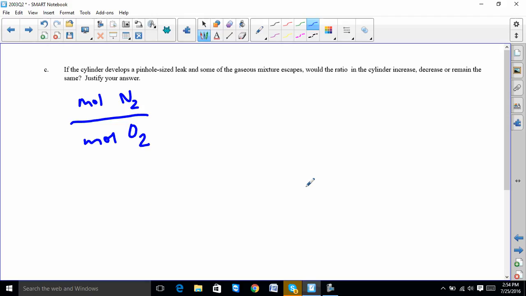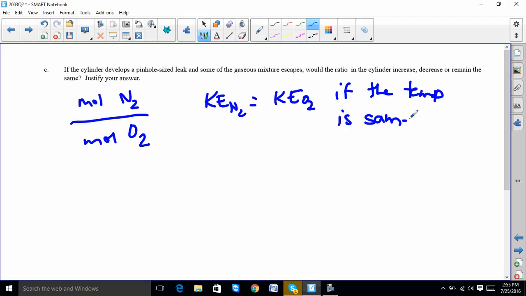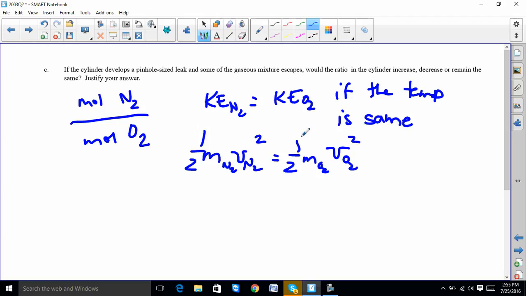This is Graham's law of effusion. Basically, if you have two gases at the same temperature, the kinetic energy of both gases is the same. So the kinetic energy of nitrogen equals the kinetic energy of oxygen if both gases are at the same temperature. Kinetic energy is one half mv squared, and that equals one half m of oxygen times the velocity of oxygen squared. This is hugely important, that it's squared. Remember, two gases at the same temperature and pressure, or identical conditions, have the same energy.